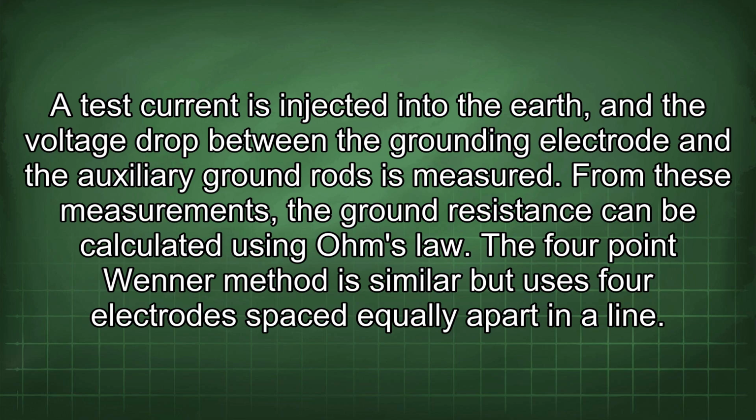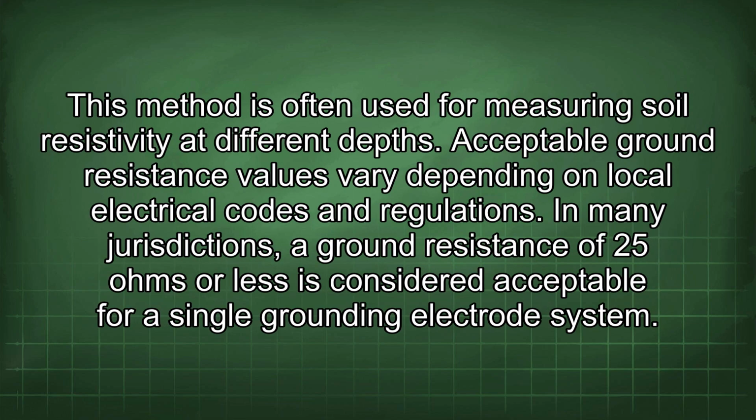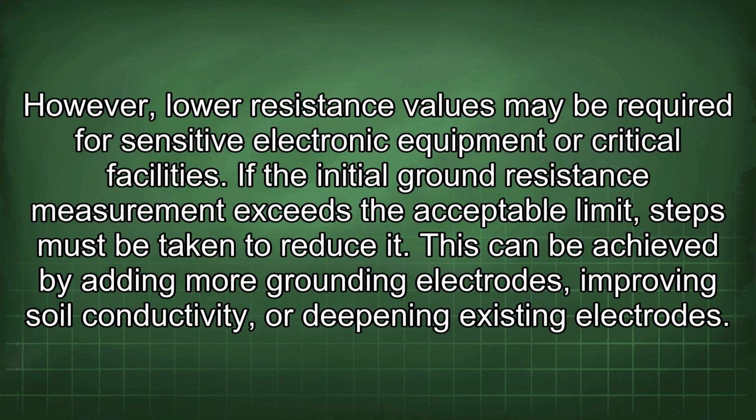The 4-point Wenner method is similar, but uses 4 electrodes spaced equally apart in a line. This method is often used for measuring soil resistivity at different depths. Acceptable ground resistance values vary depending on local electrical codes and regulations. In many jurisdictions, a ground resistance of 25 ohms or less is considered acceptable for a single grounding electrode system. However, lower resistance values may be required for sensitive electronic equipment or critical facilities.